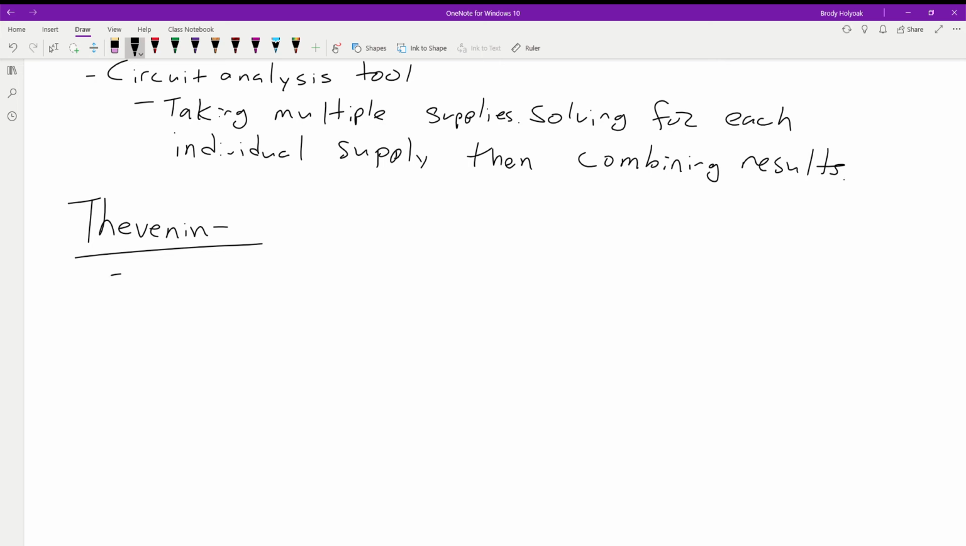So basically what this does is reduce a circuit down to the simplest form we could get. Usually one power supply and one resistor, then your load.